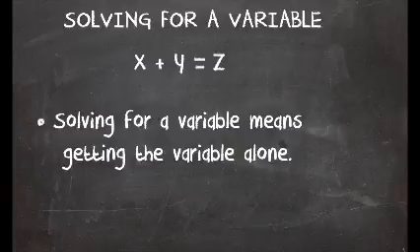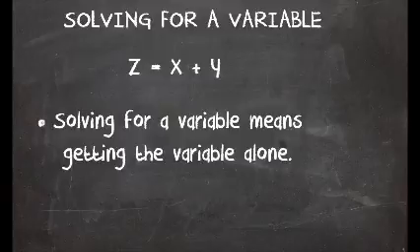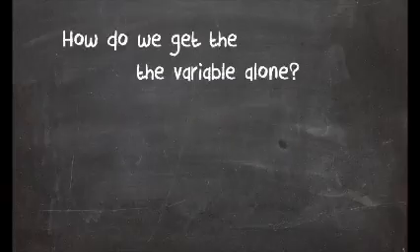I can solve for x by getting the equation to look like this. Here I just solved for y, and here I solved for z. I just wanted to show that all I'm trying to do is get the variable I want to solve for alone on one side. But that begs the question, how do we get the variable alone?